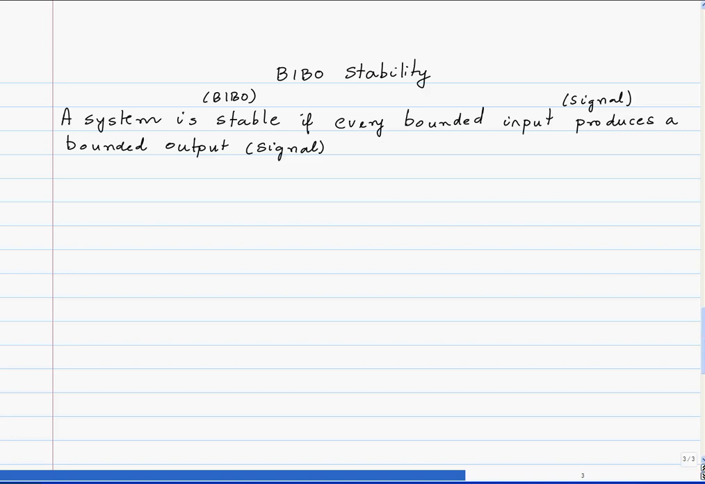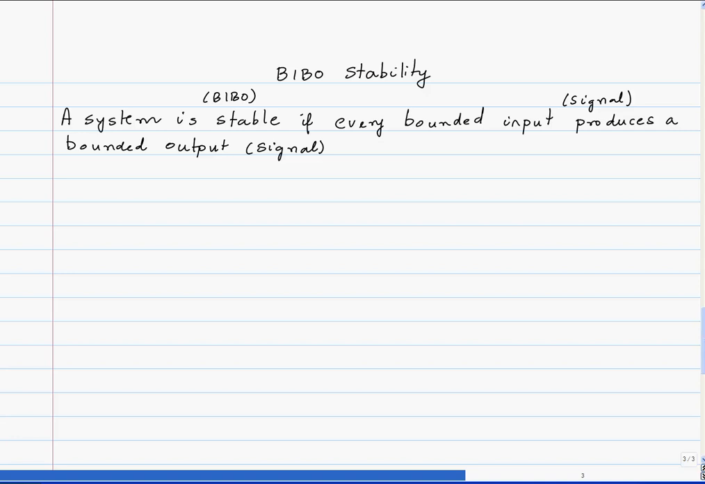For example, if you have a circuit, and the output signals represent some currents or voltages in the circuit, if some disturbance to the input causes these signals to grow unbounded, such that you dissipate too much heat through the resistor and it damages your circuit components, things like this. So we want to avoid these kinds of things from happening. So this is why we define this notion of stability.